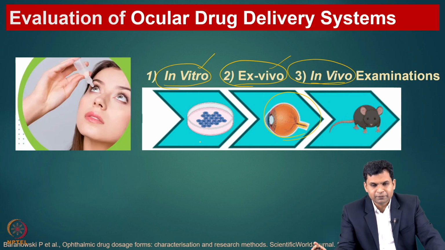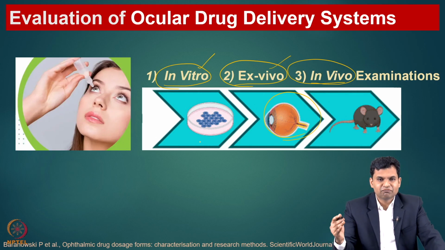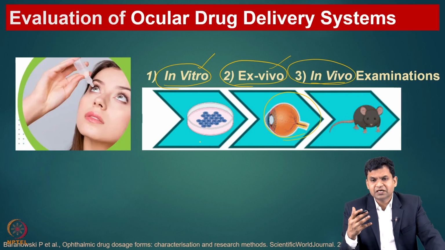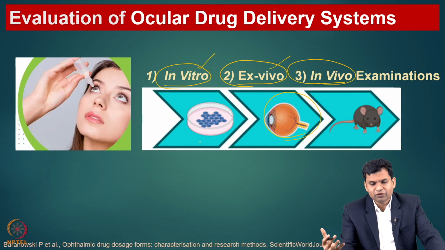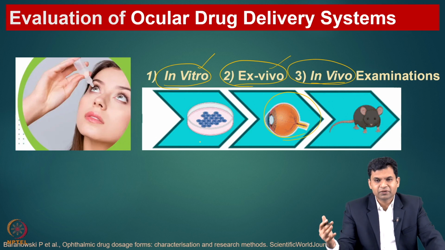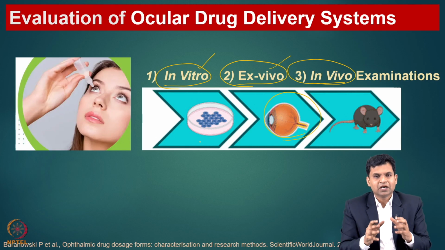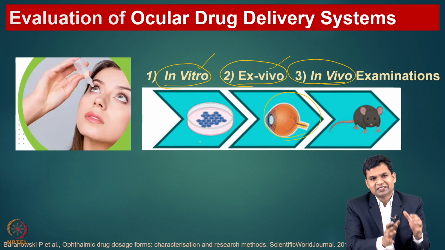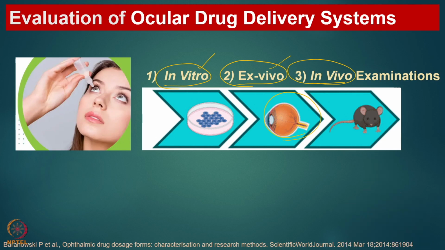In vitro, we perform various types of studies, for example the dissolution study. Whereas in vivo, we try to see the safety and efficacy of the formulation on animals, which may also be called pharmacokinetic studies, and when you see the efficacy, it is called pharmacodynamic studies. So, today we are going to focus on the evaluation of ocular drug delivery systems, which is classified into three categories: in vitro, ex-vivo, and in vivo examinations.